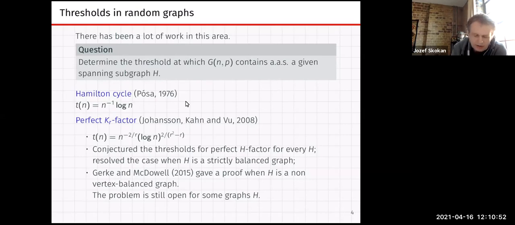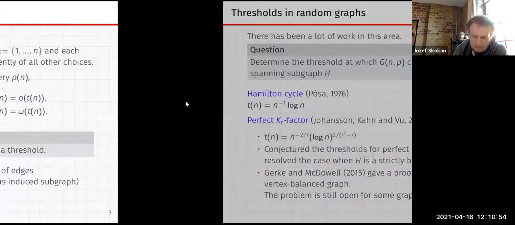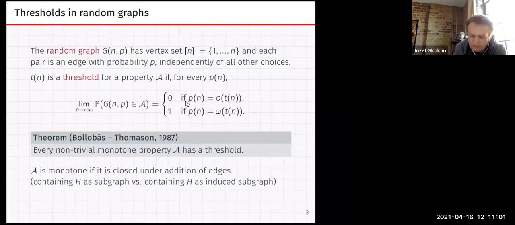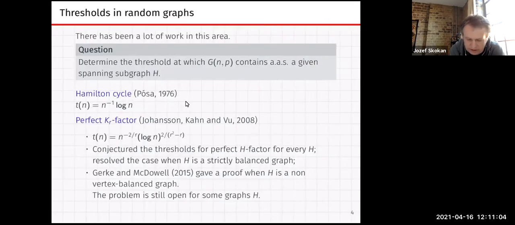Then, going back to our earlier example, the Hajnal-Szemerédi theorem and the minimum degree threshold was proved in the 70s. It took much longer to find a threshold for G(n,p) to contain a perfect K_r factor. It was Johansson, Kahn, and Vu in 2008 who proved that this threshold is given by this formula. In this paper, they conjectured the threshold for a perfect H factor for every H.